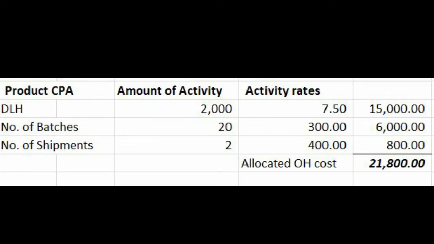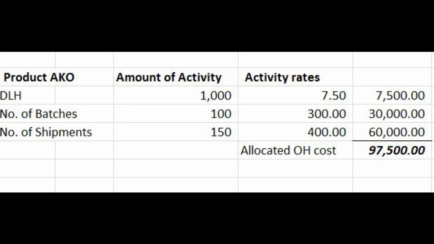And then we multiply the specific overhead rates per cost driver by the amount of activity per product. So for example, product CPA uses 2,000 direct labor hours. We multiply it by 7.5. So the answer would be 15,000. Now for the number of batches, it uses 20 batches multiplied by 300. So we have 6,000. For the number of shipments, it uses 2 shipments multiplied by 400. So we have 800. So the total cost allocated to product CPA is 21,800.